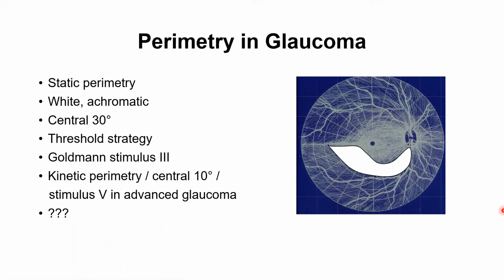Kinetic perimetry or the examination of the central 10 degrees or the use of a larger stimulus is reserved for advanced glaucoma. But is there anything else that can be tested in your glaucoma patients?